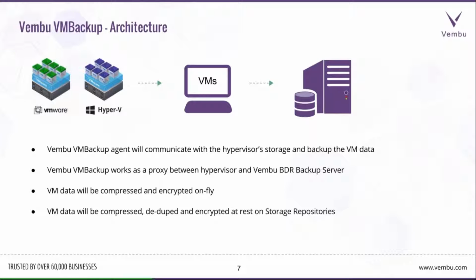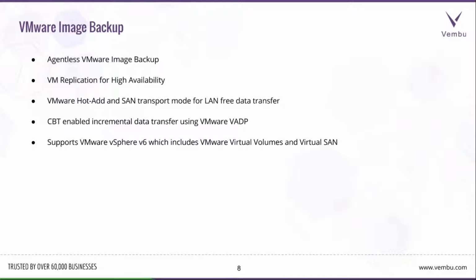So at any point the data is compressed, deduped, and encrypted, both in motion and at rest. So you can ensure that the data is transmitted and managed in a secured form. Let's take a look at the advantages of performing VMware image backup with Vembu VM Backup. With VM Backup, it's a purely agentless VMware image backup.